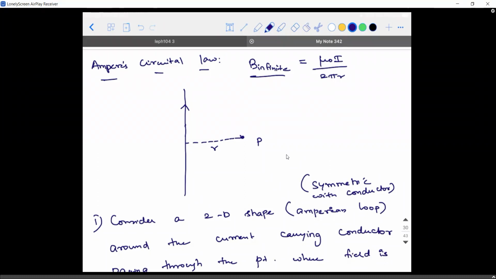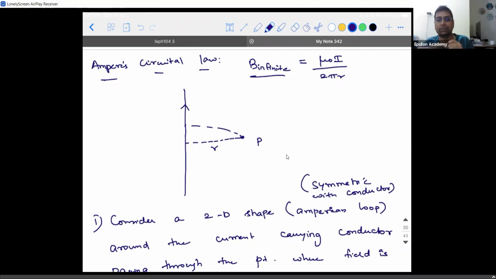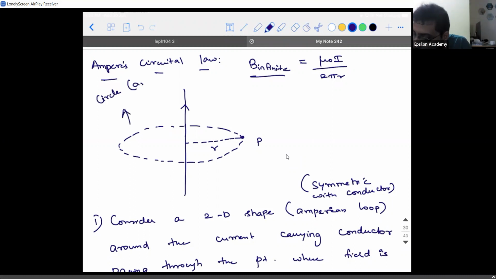Square, rectangle, anything? No. It should be a circle. Because if I take a point P here, see this distance is R, guys, okay? So observe my forefinger, the point P can be anywhere in the space. So when I try to locate the point P, what is the shape I'm going to get with respect to that moving point? It is going to be a circle. So the only option is a circle, and this circle is the Amperian loop.